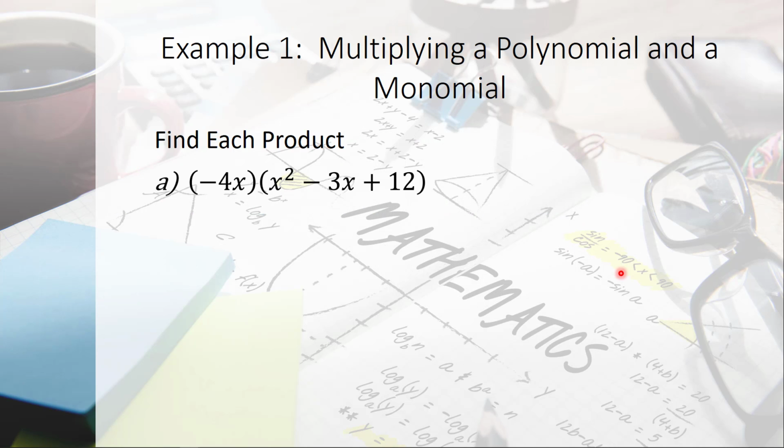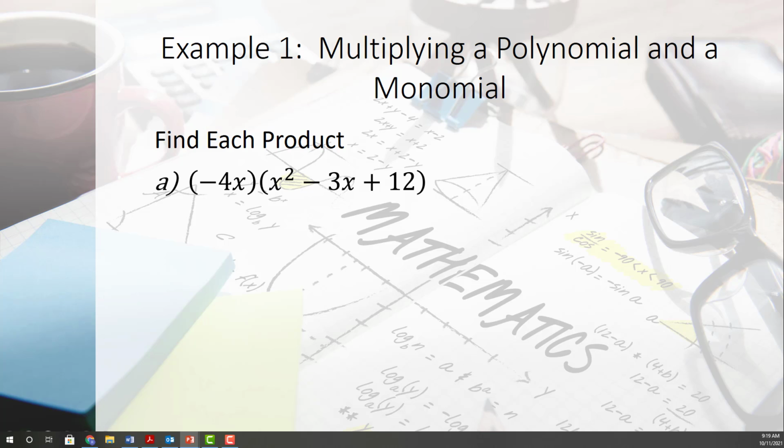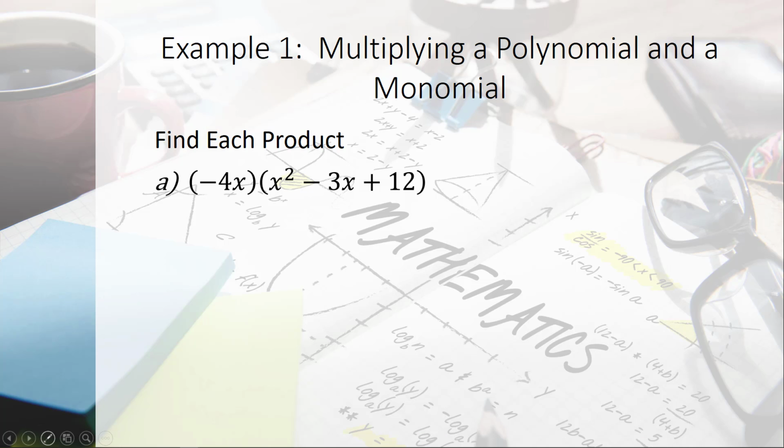So let's knock out a couple of examples, and here is our first one. Now here, instead of multiplying it with a nice simple binomial, we're going to be doing multiplication with a trinomial. But once again, we're going to use the distributive property. That will be negative 4x times x squared minus negative 4x times 3x, and then plus negative 4x times 12.